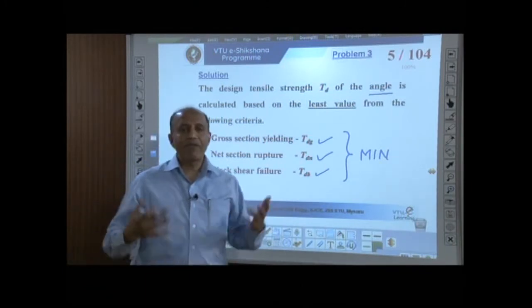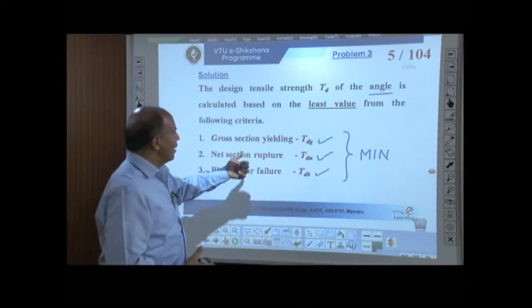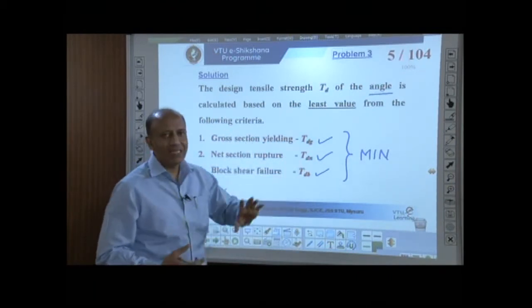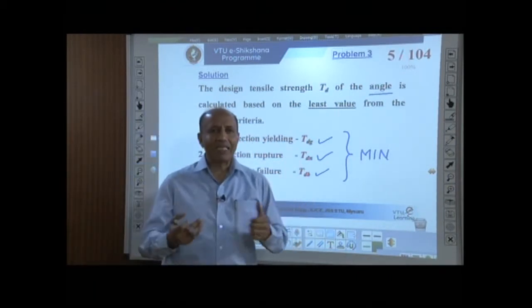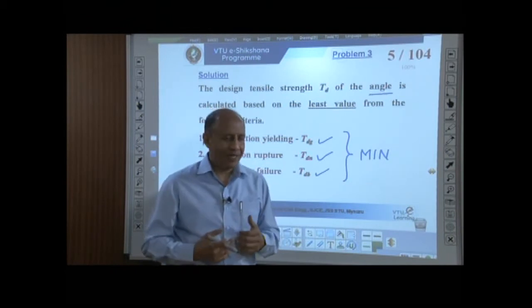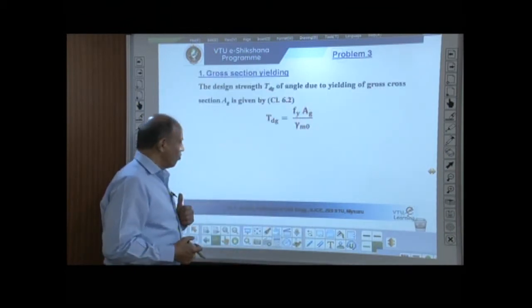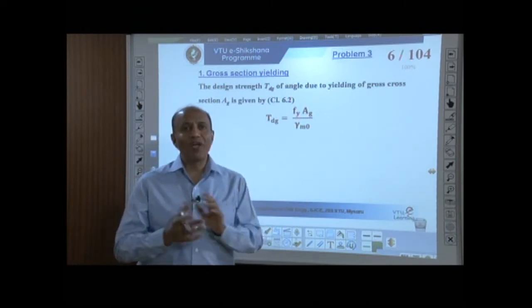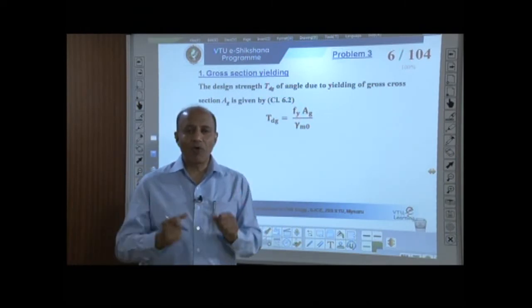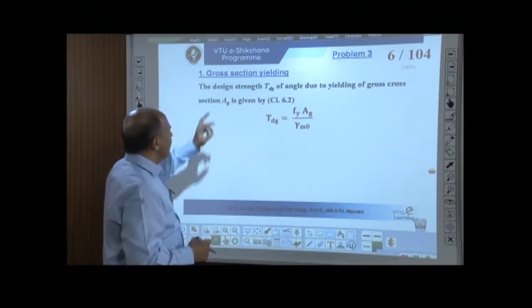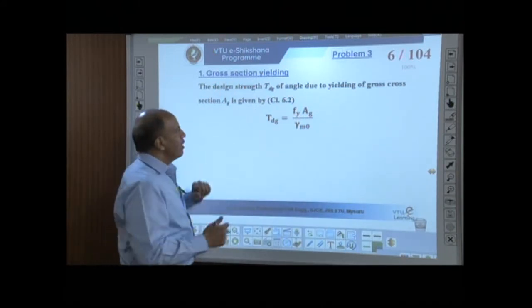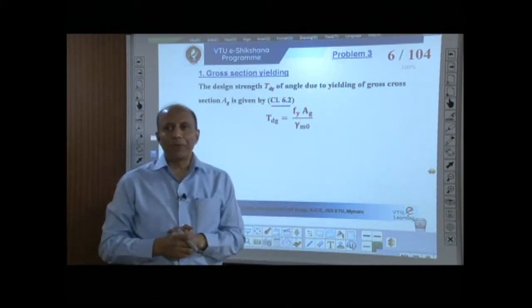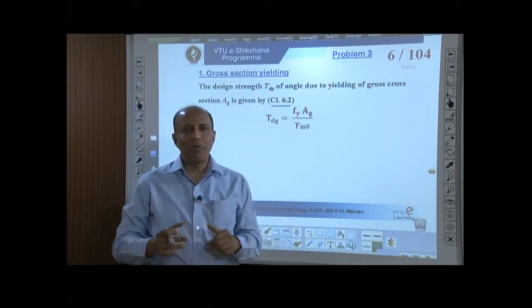So, every time we assume that it may fail in this mode or in this mode or in this mode, and then you go on calculating these values, and obviously the actual value will be the least of the three. Let us start the calculation with respect to the first mode of failure, which is yielding of gross section, and we are using clause 6.2. So, what does 6.2 give you?